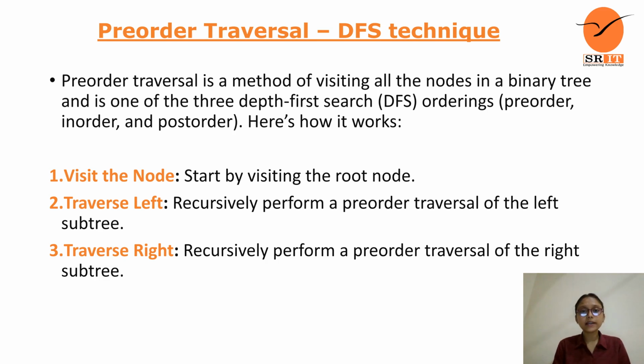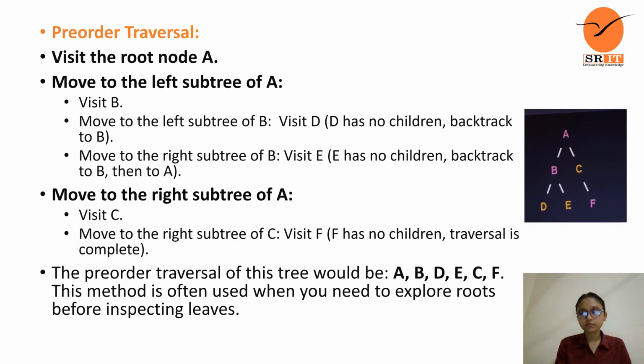First we visit the node, that is, we start by visiting the root node. Then we traverse the left, that is, recursively perform a pre-order traversal of the left subtree. Then we traverse to the right, that is, recursively perform a pre-order traversal of the right subtree. Now in the next slide we'll understand how it works in brief.